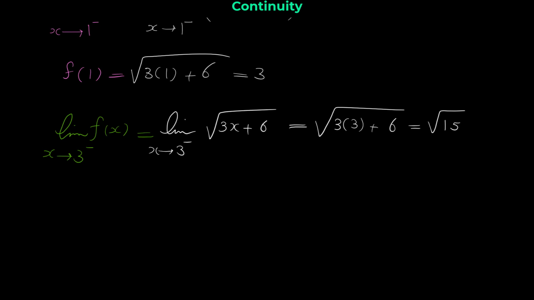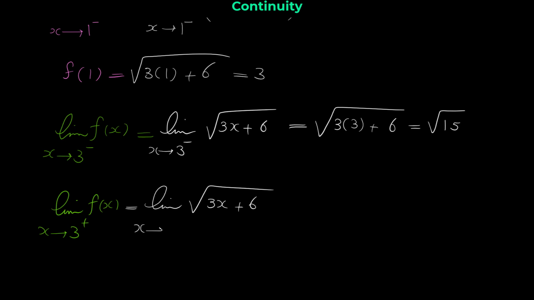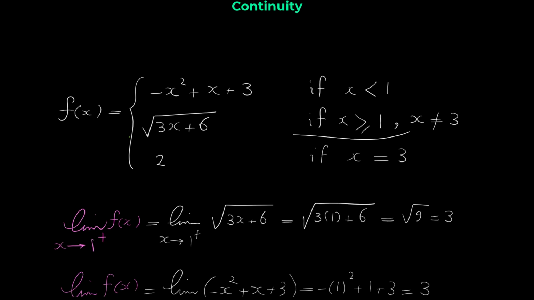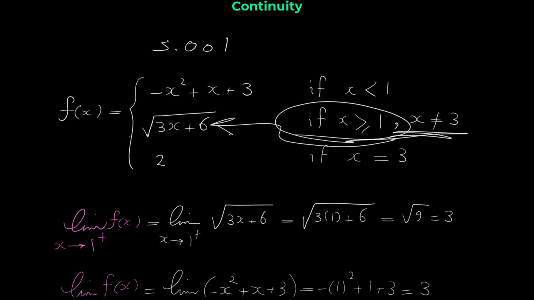Then we are asked to find the limit of the function f of x when x approaches 3 from the right. Here also we have to use the same expression, radical 3x plus 6. Why do we use the same equation? Because, attention again, if x is greater than 1 and not equal to 3, we use this equation. And when x approaches 3 from the right, it's a number close to 3, something like 3.001, and it falls in this region. So you have to use that equation.